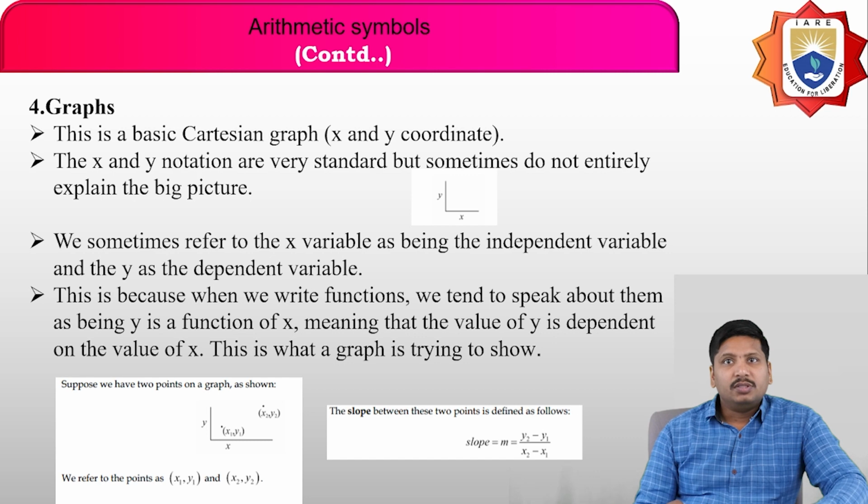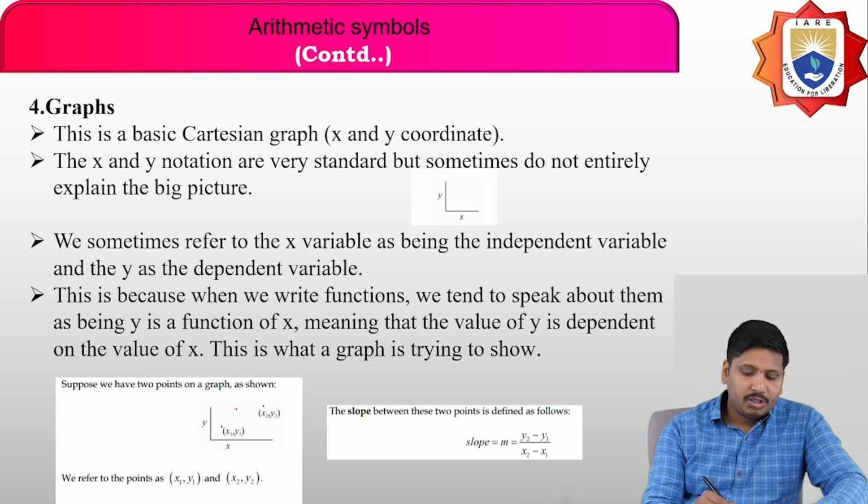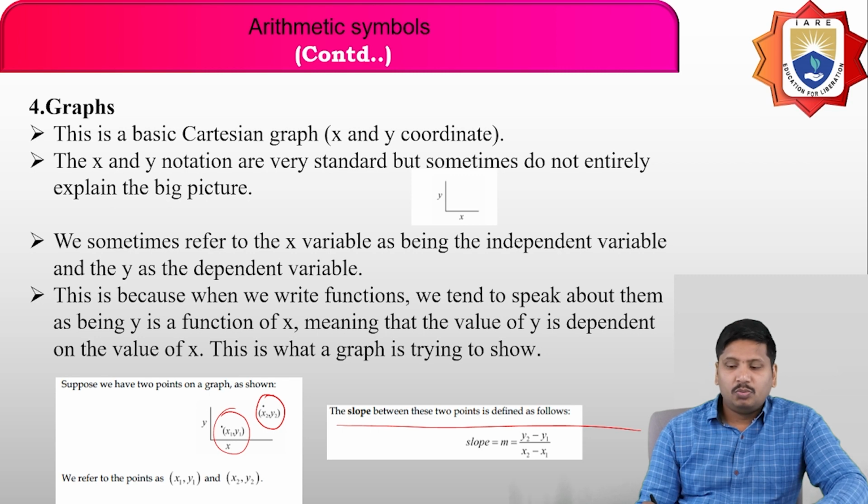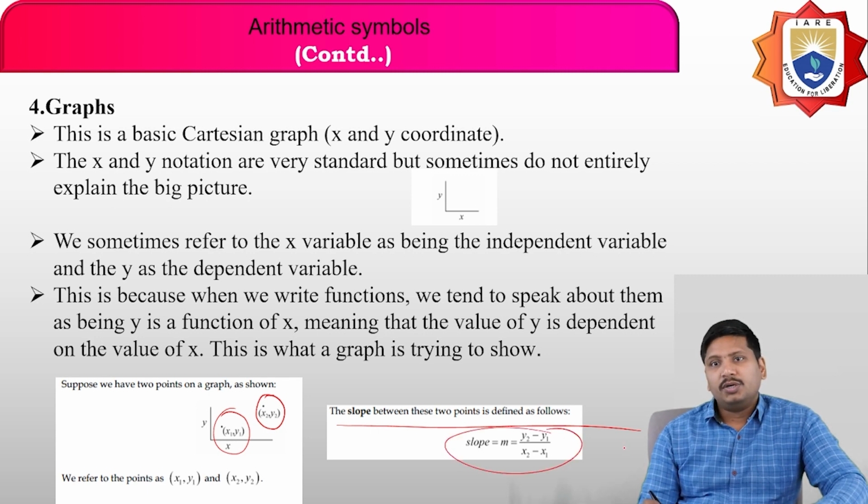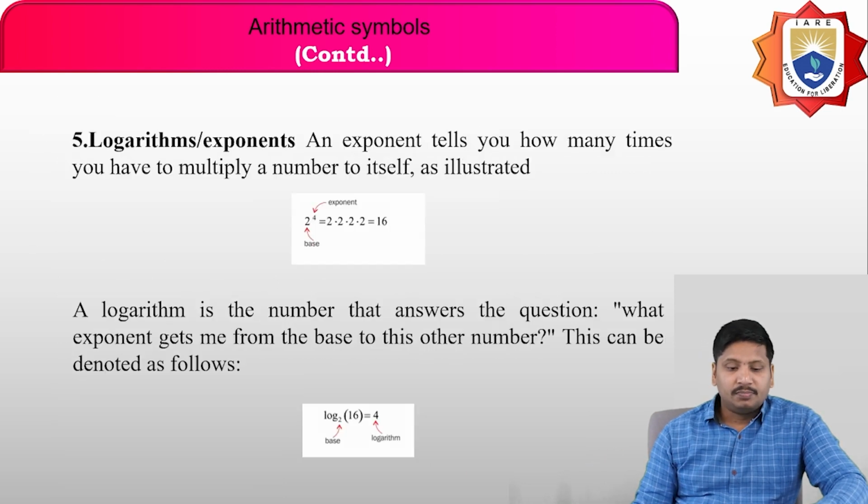And graphs are another arithmetic symbol where you can represent a Cartesian graph along the axes x and y. This x and y is the very standard one, where the horizontal line is denoted as x and the vertical line is denoted as y. You can represent coordinates on this xy plane: x1 y1 is one point and x2 y2 is another point. How can we find the slope between the two points? That is given by the equation: slope m is equal to y2 minus y1 divided by x2 minus x1.